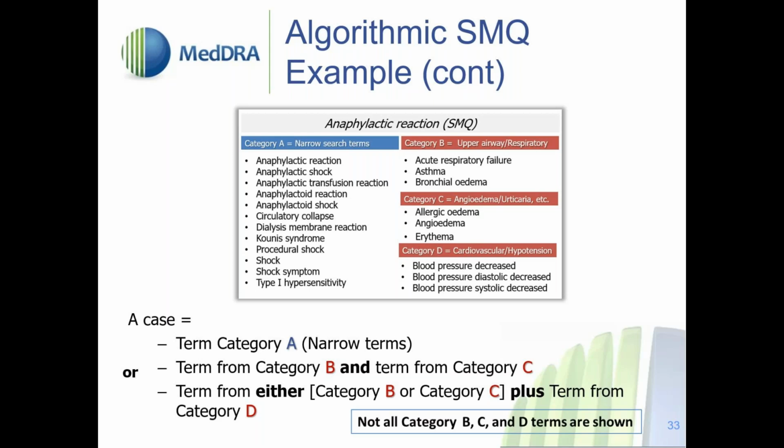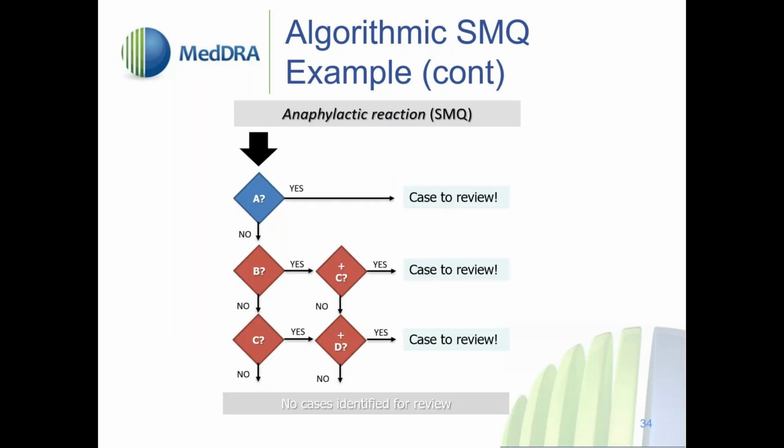Alternatively, you could go with category B or category C, one of those two, plus a cardiovascular or hypotension syndrome, symptom, event, or AE. So the algorithm walks you through that on its own and identifies the cases that meet it. And if none of them were identified, it will tell you, I didn't find any.